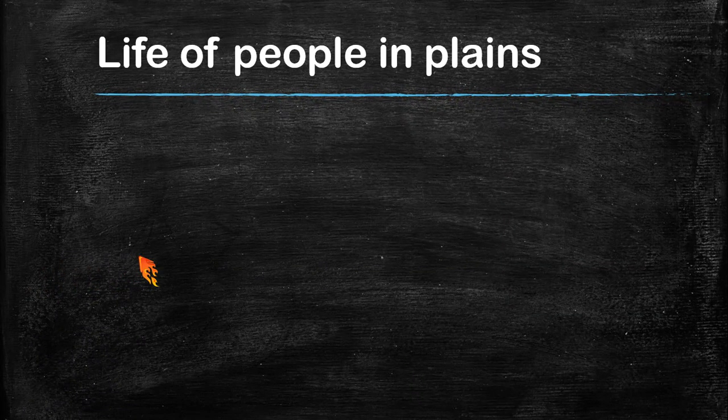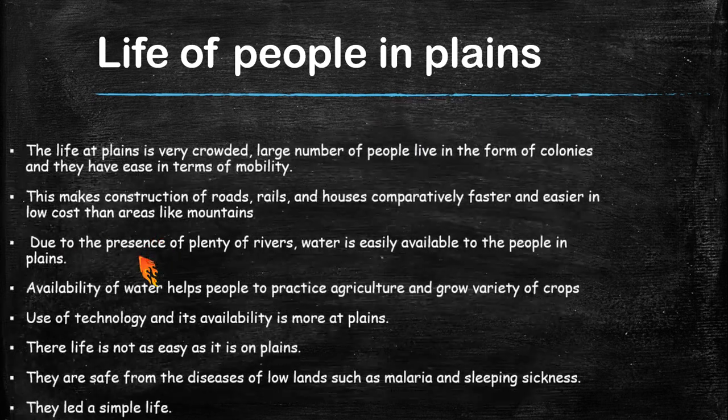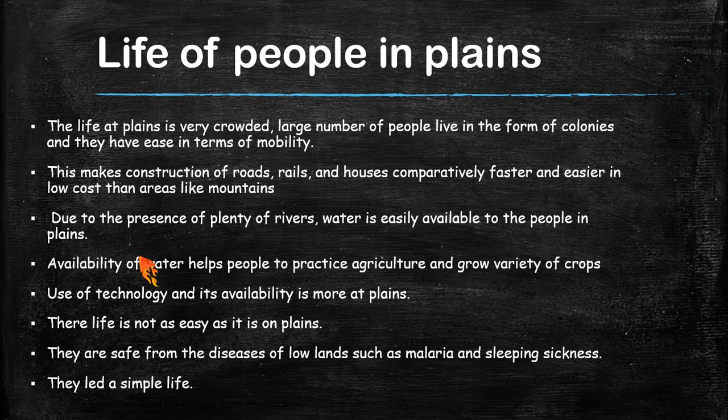Okay, what is the life of people in plains? The life of people in plains is very crowded. A large number of people live in the form of colonies, and they have ease in terms of mobility. They lead a simple life because they do agriculture and other jobs like IT and stuff. This makes the construction of roads, rails, and houses comparatively faster and easier, and at lower cost than areas like mountains.